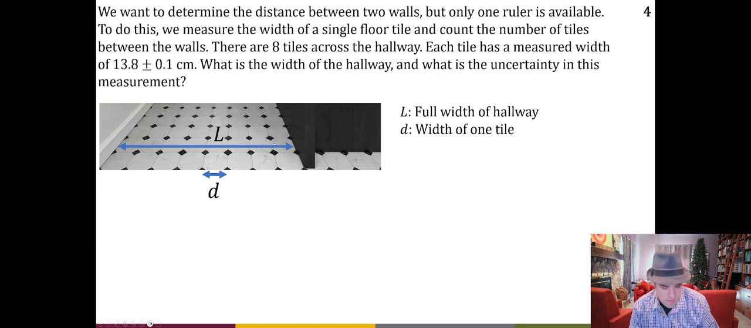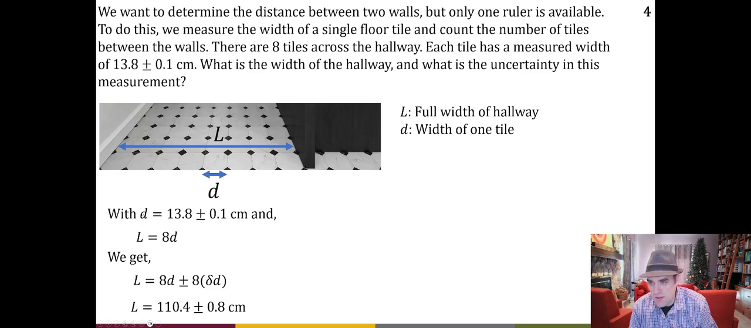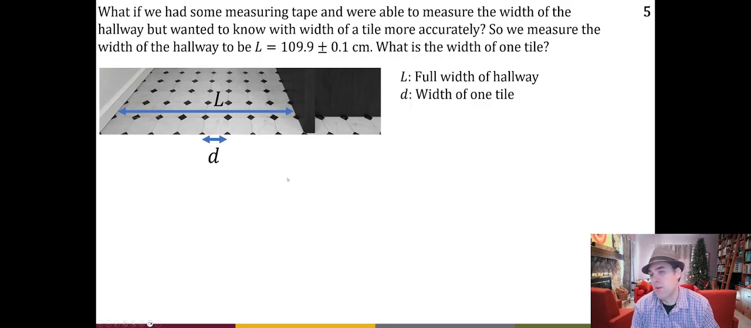Well, we can multiply that by 8, and let's see what that gets us. So D, which is the width of a tile, is going to be that value I just mentioned, and length is going to be 8 times that. Well, the uncertainty will follow that exact same calculation. So the length is going to be 8 times this 13.8, and the plus or minus 8 times the uncertainty in that width, which is 0.1. So we arrive at 110.4 plus or minus 0.8 centimeters. So you see that our final width calculation has a larger uncertainty than the width of one tile. That's because we're using that tile multiple times, which is going to increase the uncertainty of our final measured value.